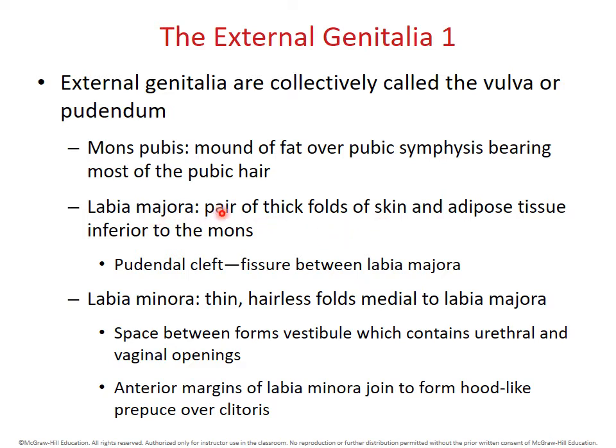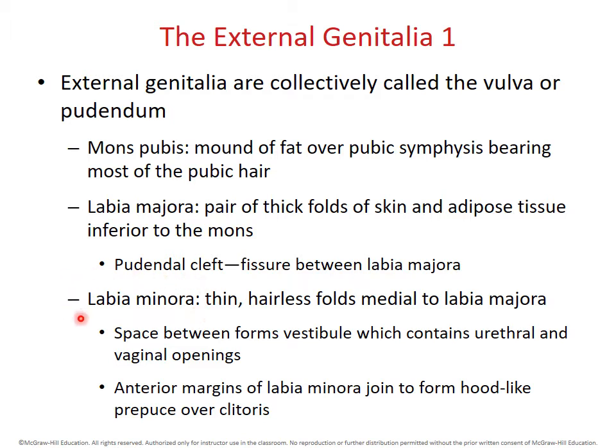The labia majora, again, are larger, thicker, and do have adipose tissue within them as well. They do have pubic hair on them as well. But again, within them are the labia minora, which are much thinner, do not bear pubic hair, and are essentially within or medial to the labia majora. So these three things usually can be seen from the surface.